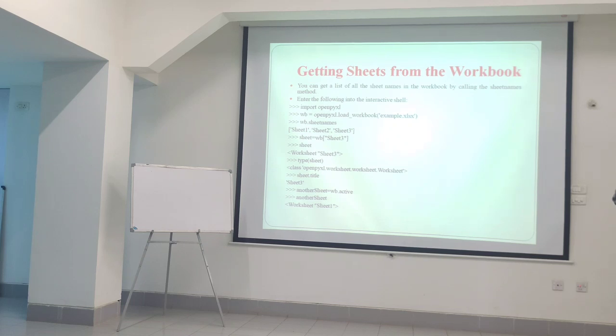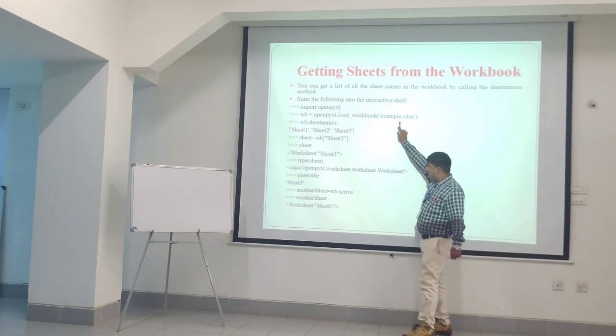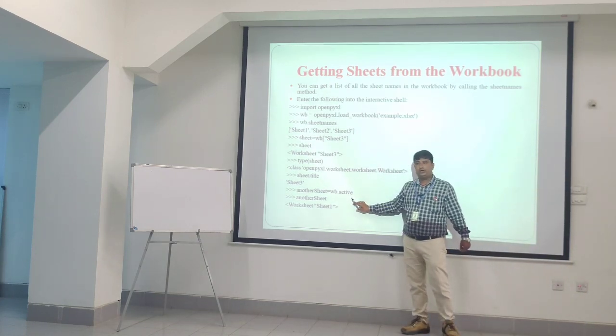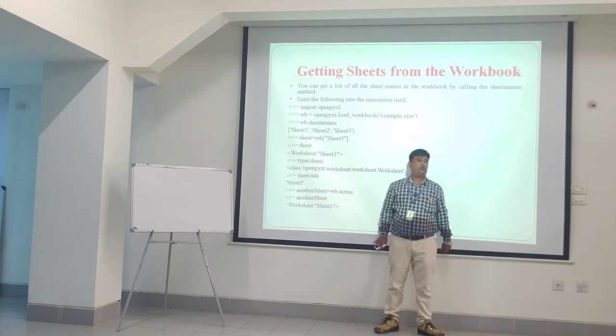What does wb hold? It holds an object. Which object? example.xlsx. If I call active, what does it give? It gives the Sheet1 information.